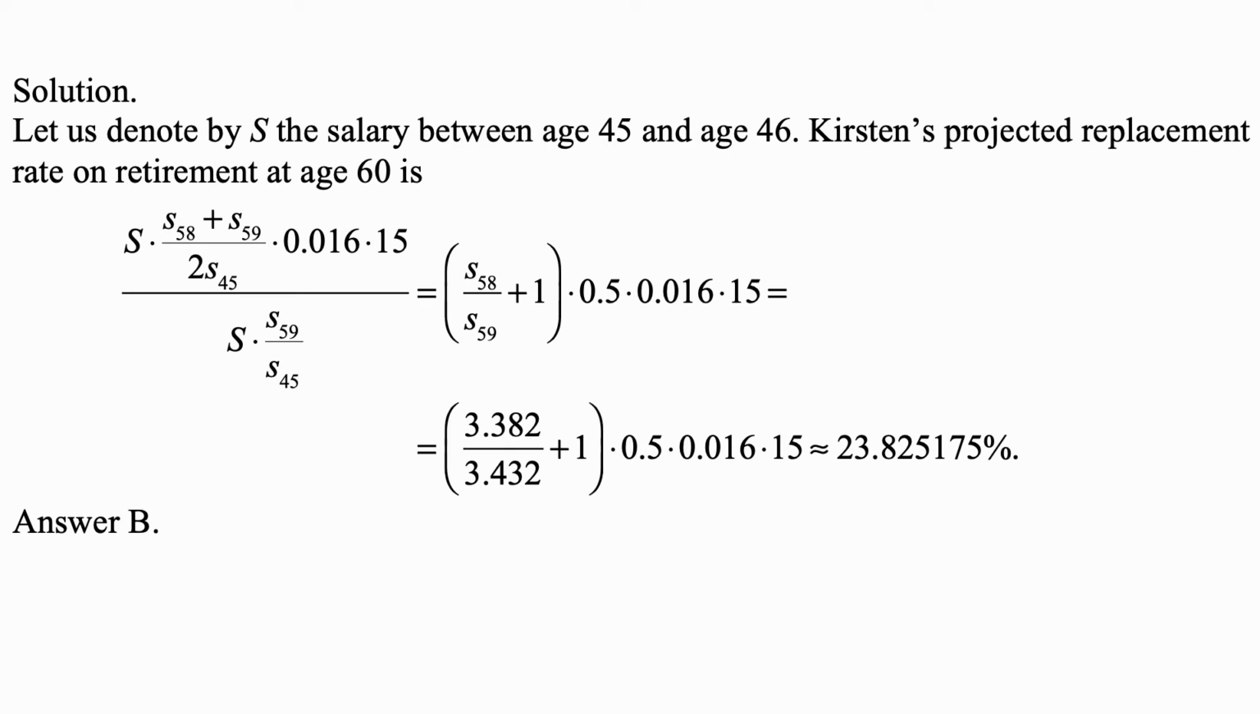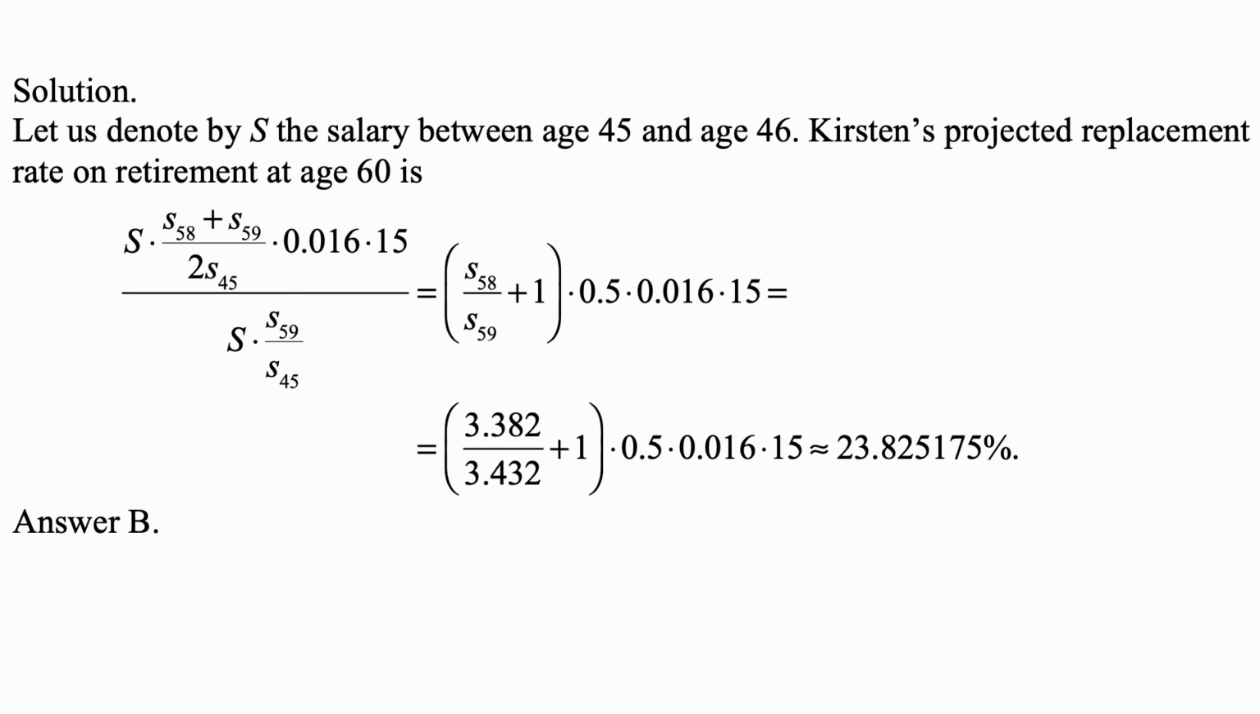And then if you multiply S by that factor, that will be the salary, and then you take the average of the 2 salaries and you get exactly what you see there, times 0.016, that's 1.6% accrual rate for each year of service, times 15, which is the number of years of service. So that's going to be the benefit amount, and that's divided by the last salary to find the replacement ratio, and the last salary will be S times S59 over S45.